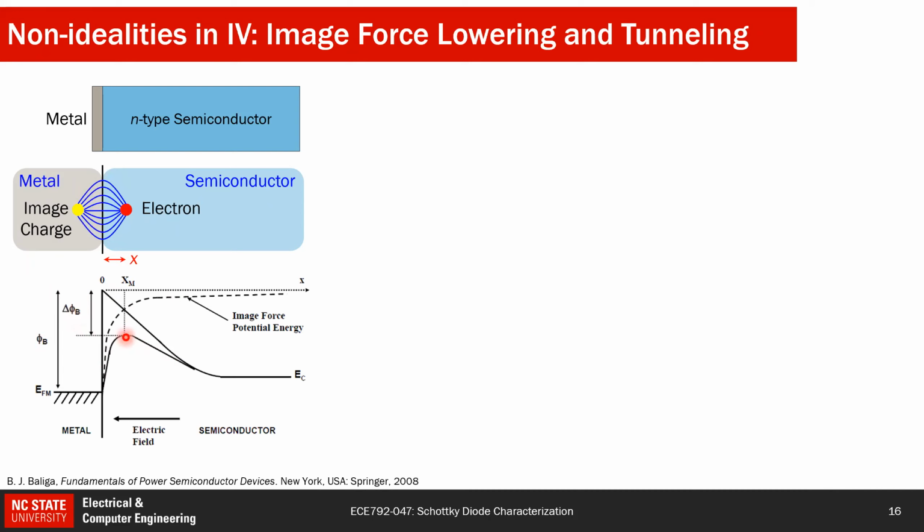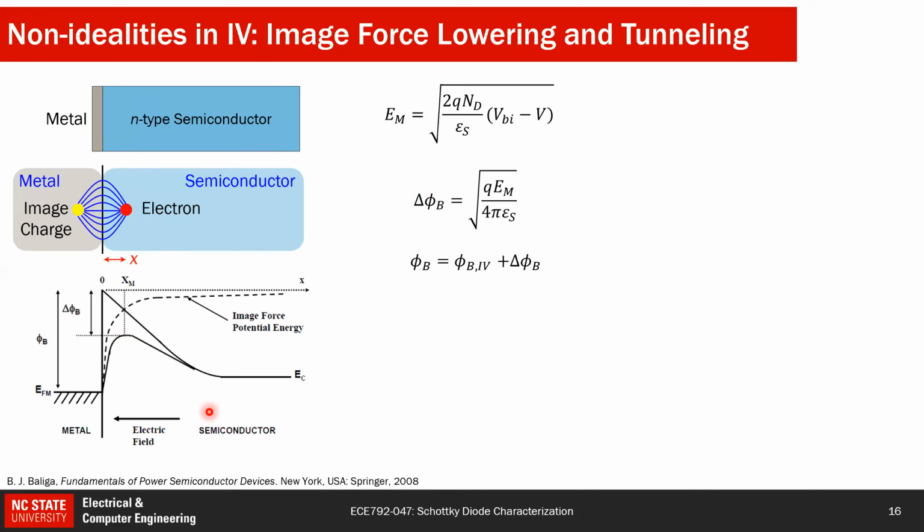So what I'm saying is that you can calculate how much the barrier lowering would be. You need to find how much the electric field near the surface would be when you have, let's say, 0 voltage. Then from this equation you can find, based on your barrier height, what the maximum field would be, and from that field you can find the delta phi B, and then you can say, okay, my actual IV barrier would be slightly lower than what it should be.